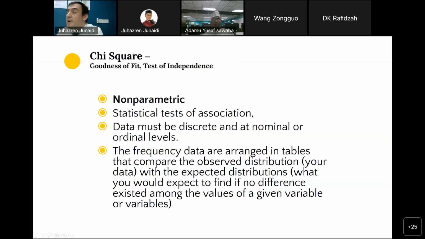And it's a non-parametric test. It is for statistical tests of association. The data must be discrete and at nominal or ordinal levels. And the frequency data are arranged in tables to compare the observed distribution, your data, with the expected distribution, what you would expect to find if no difference existed among the values of a given variable or variables.